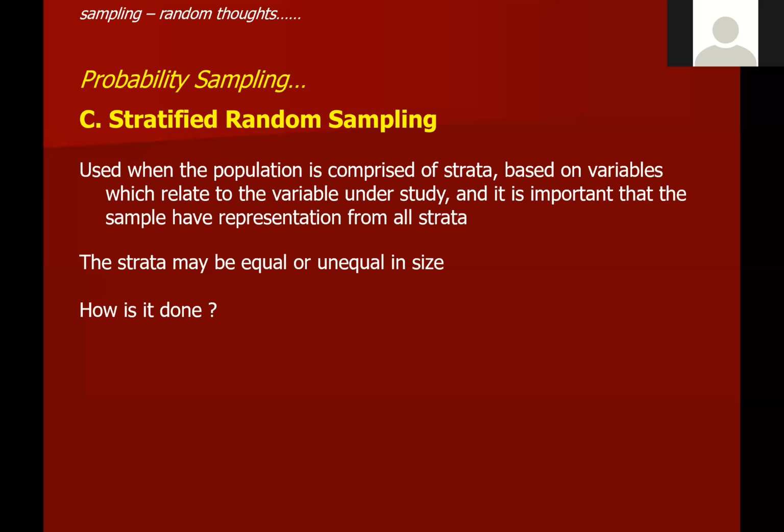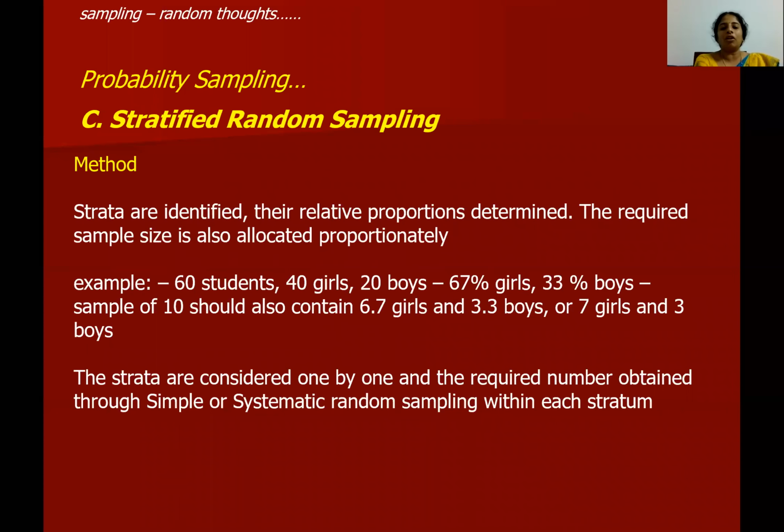So what can you do? If you want to get a correct estimate, you want to have not an equal number, but a proportionate number of girls and boys in your sample. Your population has 60 students and it has 40 girls and 20 boys. Okay, that is 67% girls and 33% boys. So the sample of 10 should also contain 6.7 girls and 3.3 boys, or otherwise 7 girls and 3 boys. That is stratified random sampling.